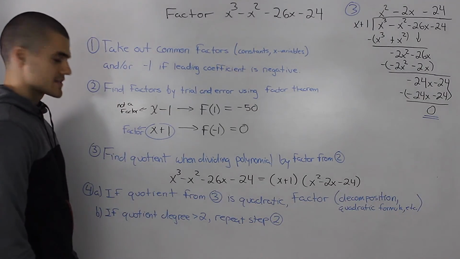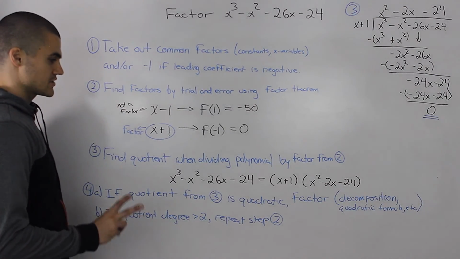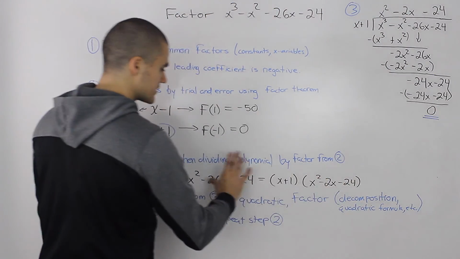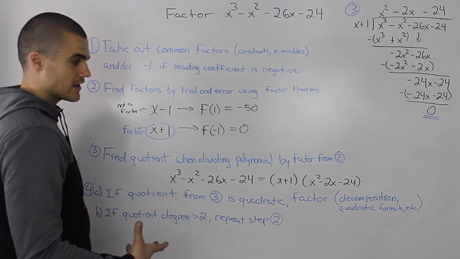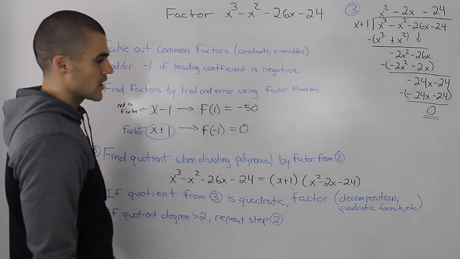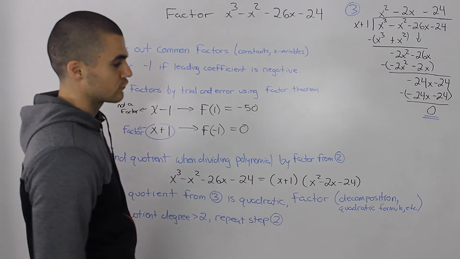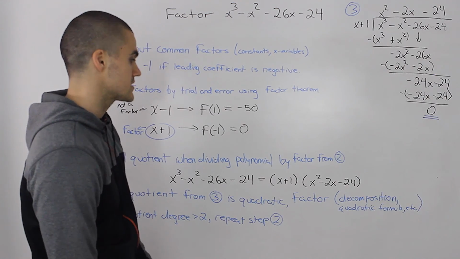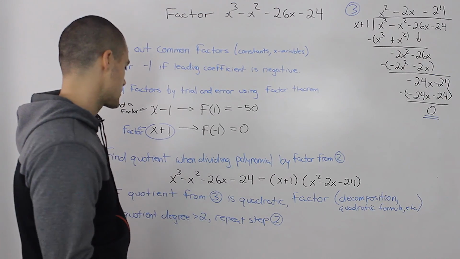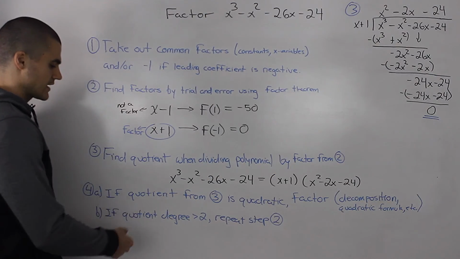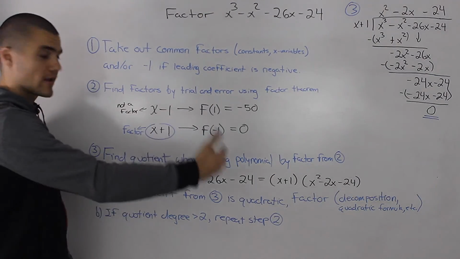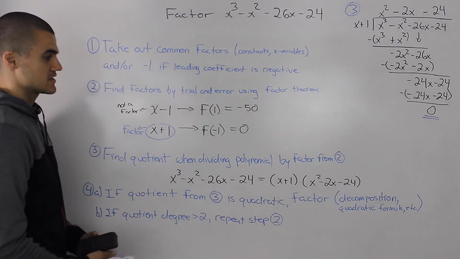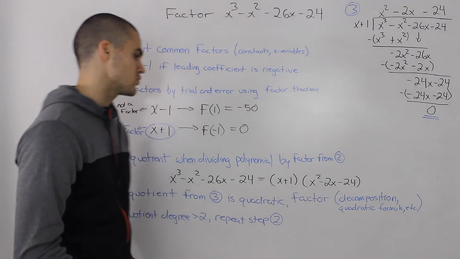Now we can move to step 4, and step 4 contains 2 cases. The first case is if the quotient that we got in step 3 is a quadratic, then we just factor the quadratic using decomposition or a quadratic formula. Sometimes even the quadratic won't be factorable, but usually it is. So we can just factor it using techniques we already know. The second case is if the quotient has a degree that's greater than 2, then we just go back to step 2 and repeat the process and factor that remaining quotient.